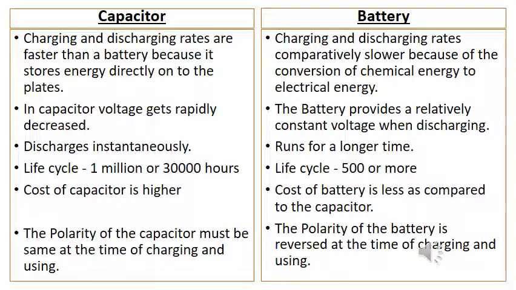Next, a capacitor discharges instantaneously. That is, it takes very less time to discharge, approximately tending to 0. And in a battery, it runs for a longer time. The life cycle of a capacitor is 1 million or 30,000 hours, and that for a battery is 500 or more hours.